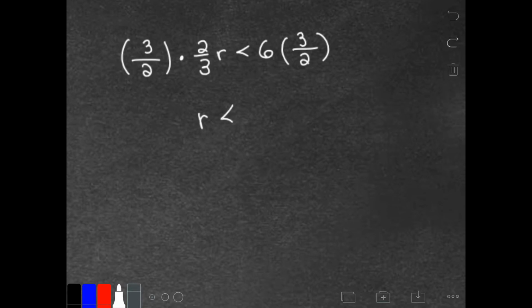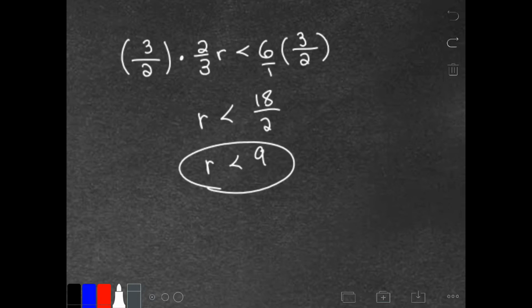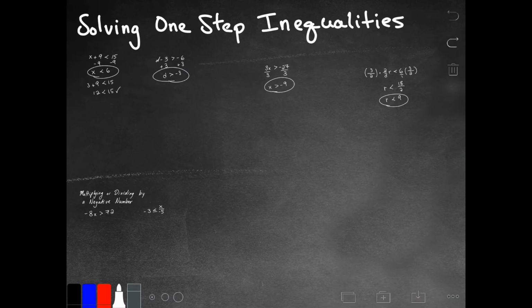And when I do that, I'm going to get r is less than, well, what is 6 times 3/2? Well, 6 times 3 is going to give me 18. 1 times 2 gives me 2. Let's go ahead and simplify that. 18/2 is 9, so r is less than 9. Go ahead and circle that one.